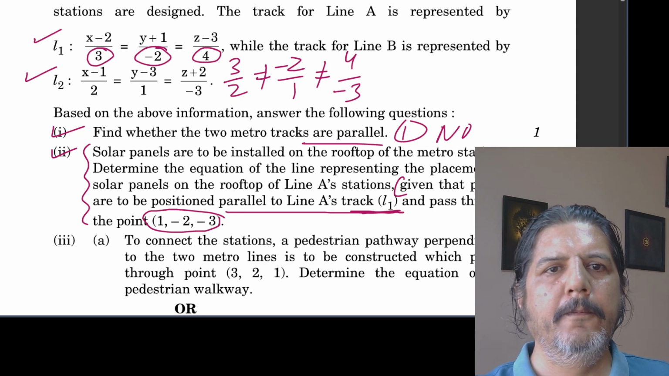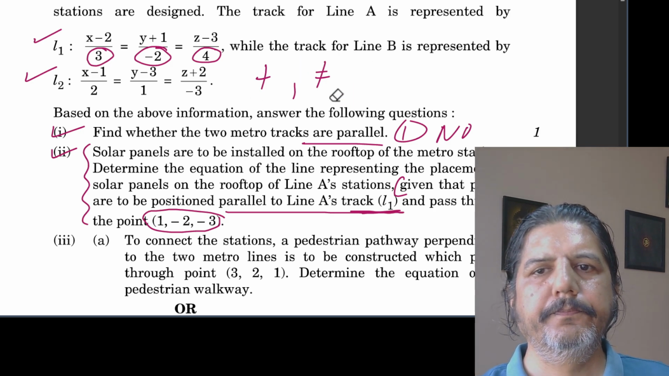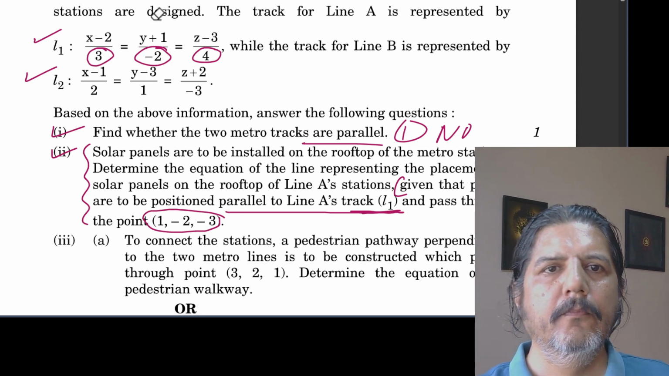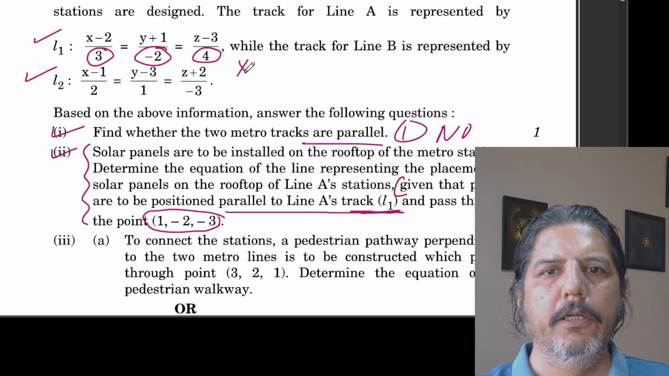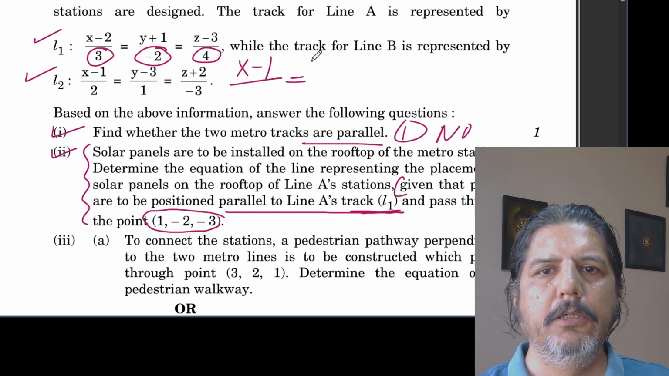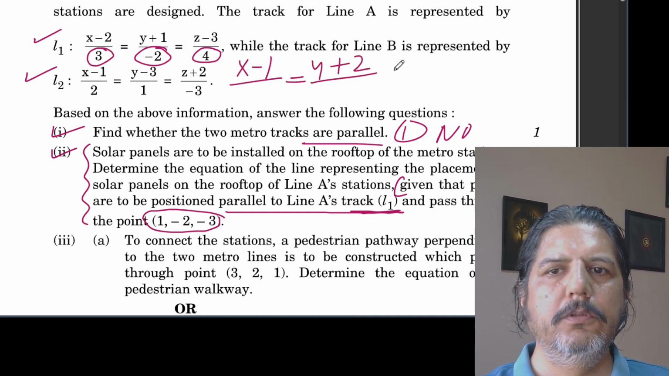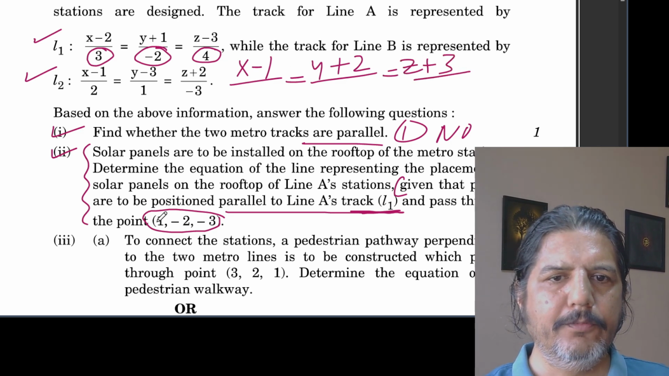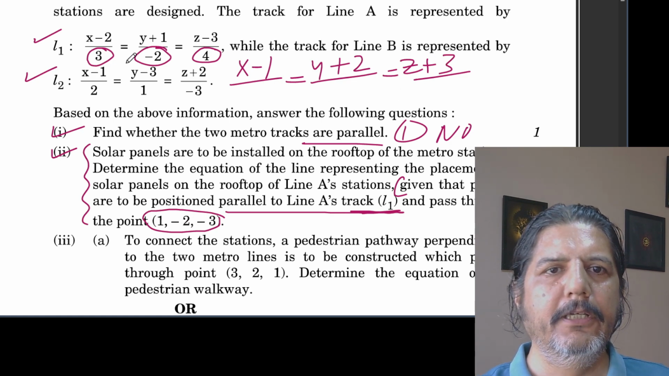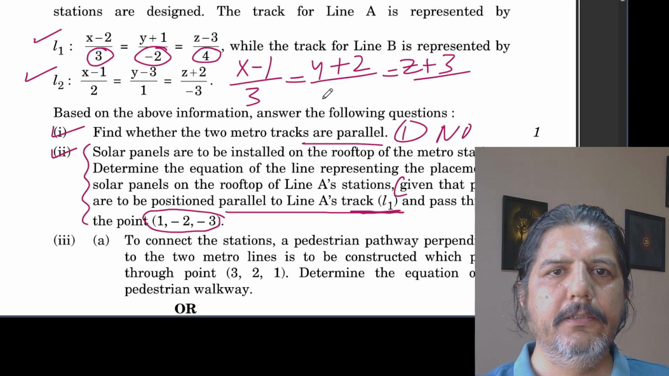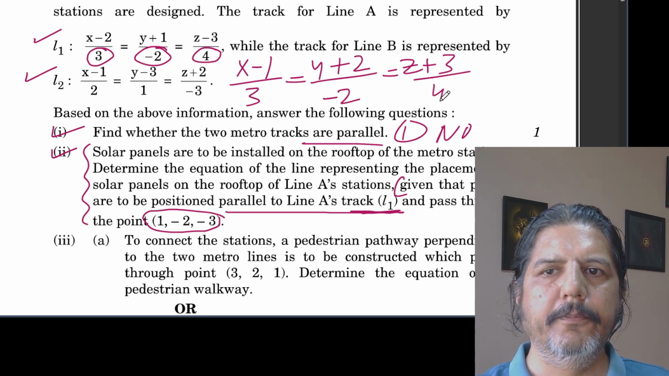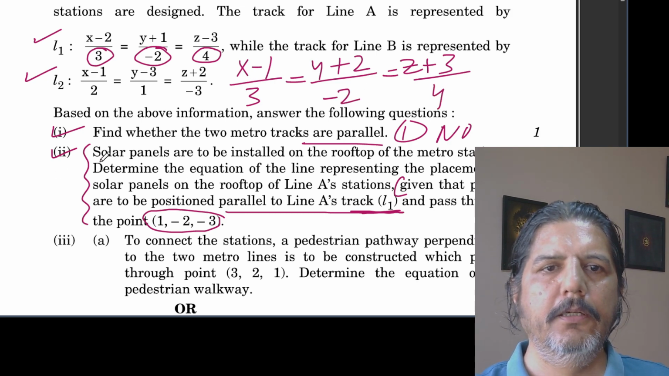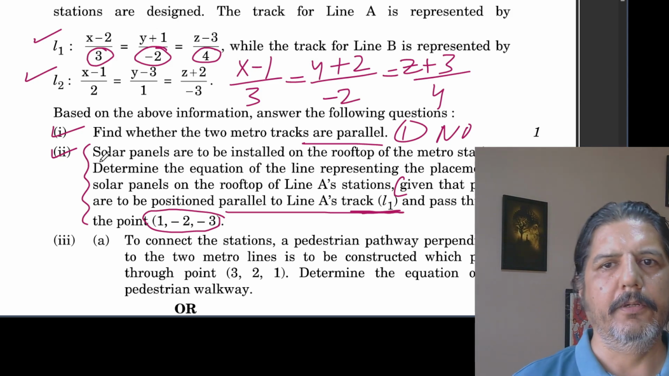So again, simple. What we'll do is x minus 1, y plus 2, z plus 3. Why? x minus 1 is 1, y minus minus 2 is plus 2, z minus minus 3 would be plus 3. And I'll write the direction ratios here. So this is my second part. The second part is also simple.